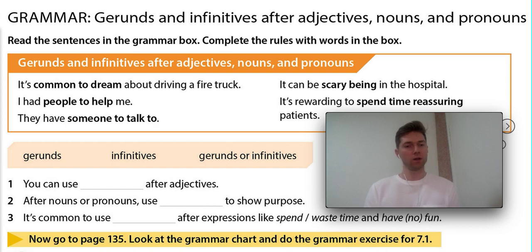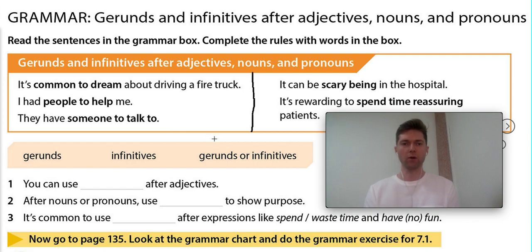So, what is a gerund, first of all? Gerund is simply verb plus ing. So you can see here, being is a gerund, reassuring is a gerund. And what is an infinitive? Infinitive is to followed by a verb. To dream, to help, to talk. So we can see that we have gerunds on the right side and infinitives on the left side.